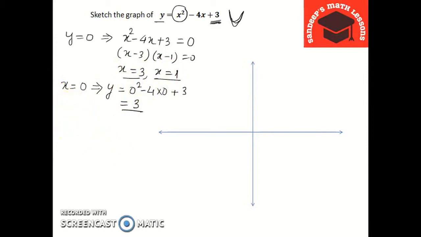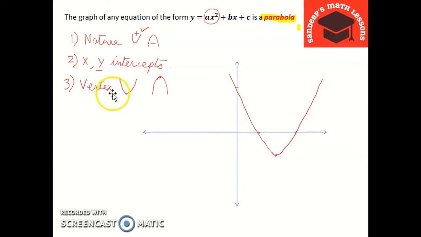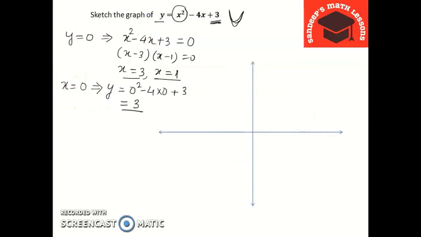Now, what was the third step? The third step was to find the vertex, isn't it? So how do we find the vertex? To find the x-coordinate of the vertex, I will add these two x-coordinates and divide by 2, since the vertex will be midway between the two x-intercepts. So that will be 2.